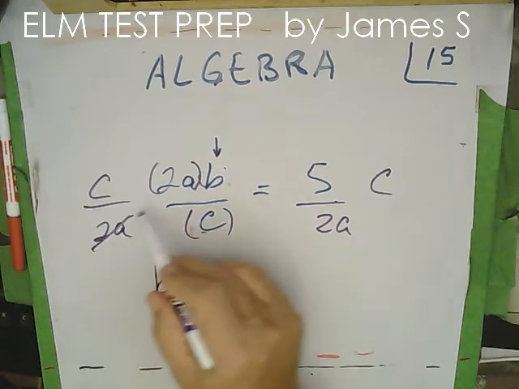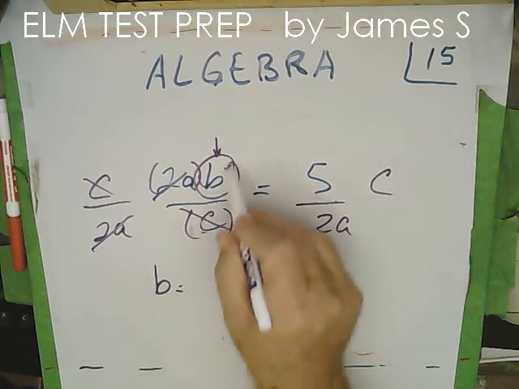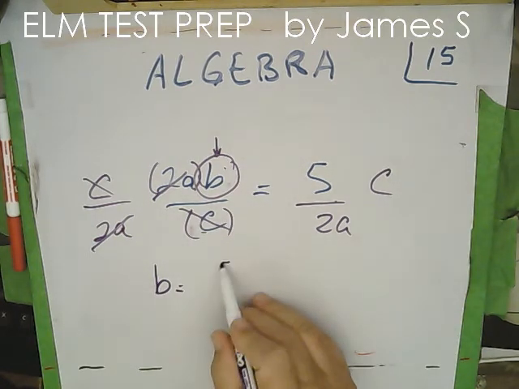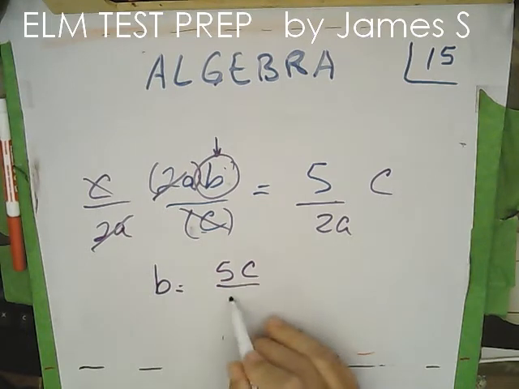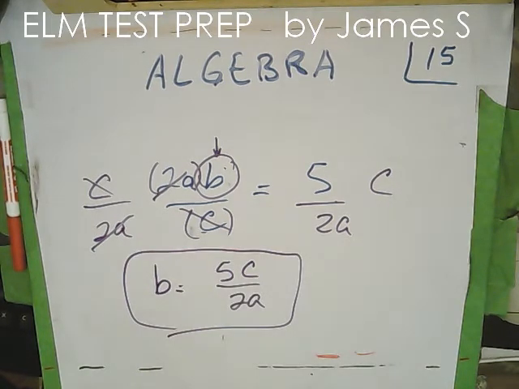Alright, this 2a cancels that, this c cancels that. I now have b by itself, and over here on this side it is equal to 5 times c divided by 2a. And this is typically the kind of problem that they might ask you to do in this test. They'll give you some basic equation and then say solve for this particular letter. And it's just a matter of juggling things around and undoing what you're doing to it.